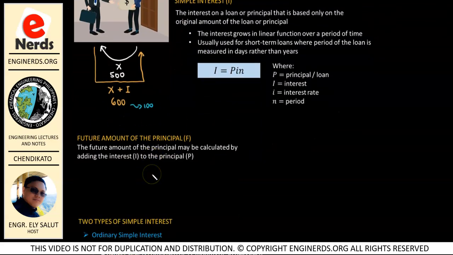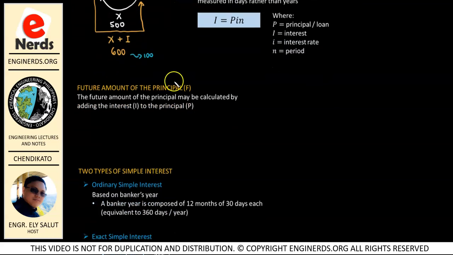So, ano yung tinatawag nating future amount? Dito sa example natin, nagbayad yung ating debtor ng 600. Itong 600 na to, yung tinatawag nating future amount, because ito yung naging kabayaran ng ating debtor after some time. So, kung nanghiram siya ngayon ng 500, then magbabayad siya after 1 month, and that month, he has to pay 600 pesos. So, yung amount na yan, ang tinatawag nating future amount of the principal, which we are using a variable F to represent the future amount. The future amount of the principal may be calculated by adding the interest to the principal.